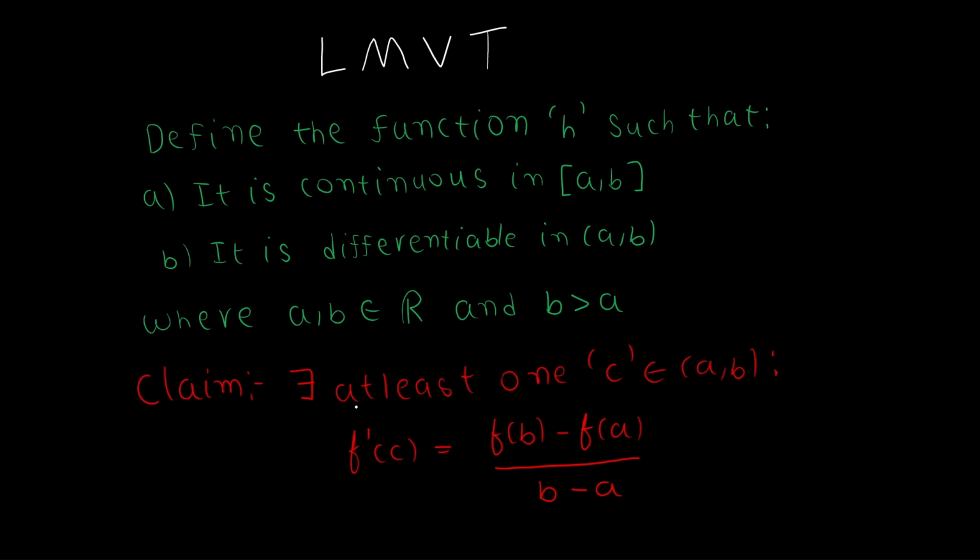Claim is that there exists at least one c belonging to (a, b) such that you can also read it as h'(c) is equal to (h(b) minus h(a)) divided by (b minus a). Whatever function you like, you can define. Now, in order to prove this theorem, we'll use Rolle's theorem.